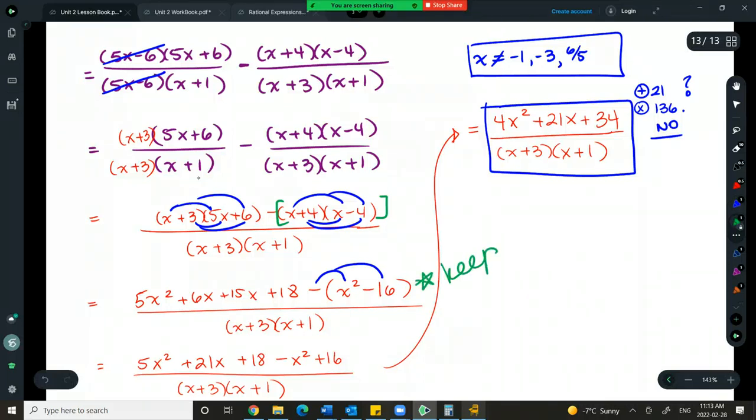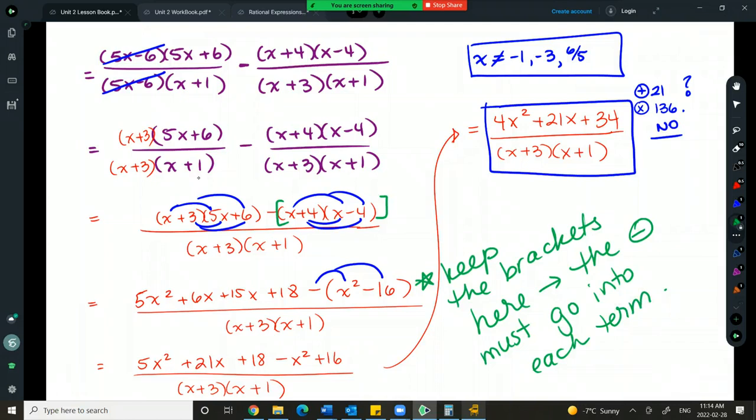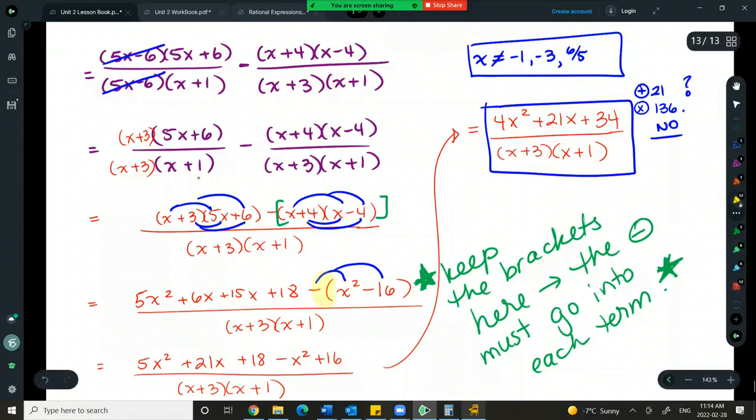Okay, you might want to write yourself a note. Keep the brackets here. The negative must go into each term. Okay, so that is a really key thing for subtraction, that when we FOIL in that second half, we keep those brackets and the negative goes into each term. So again, for your future forgettable self, you might want to write yourself a note. Keep the brackets here, the negative must go into each term for all subtraction questions.